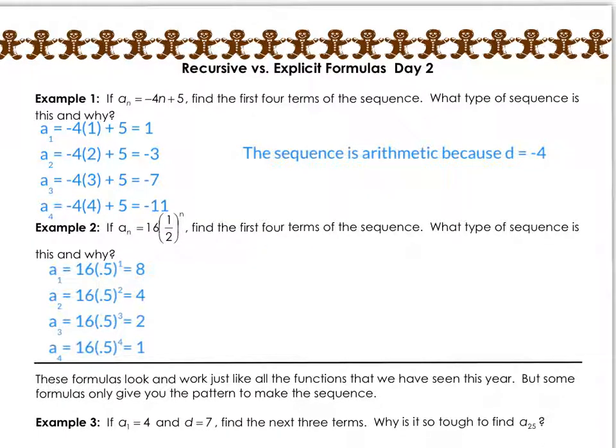And if we look here, I had an idea of what this was going to be just by looking at the formula, but if I look at the pattern as well, I can see to get from 8 to 4 to 2 to 1, it looks like I'm multiplying by 1/2 each time. So that means that this is geometric because there is a common ratio. So I wrote here the sequence is geometric because r equals 1/2. Common ratio is 1/2.